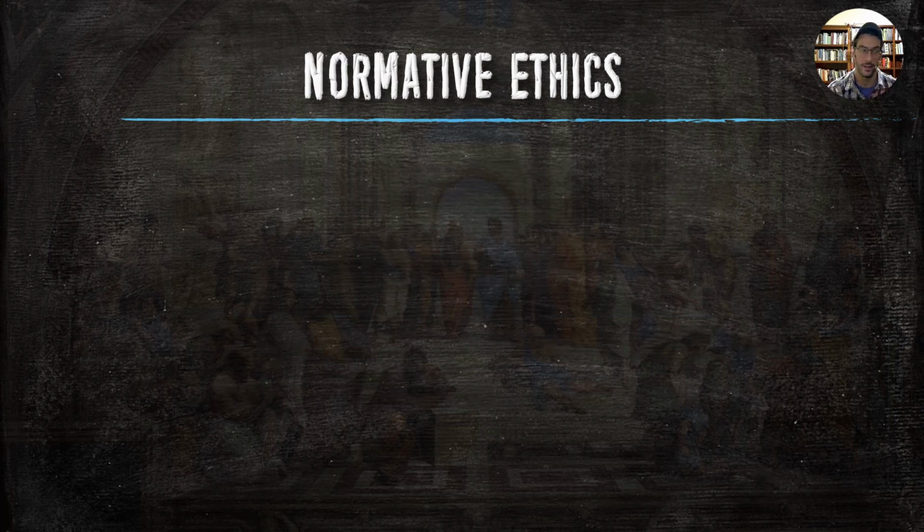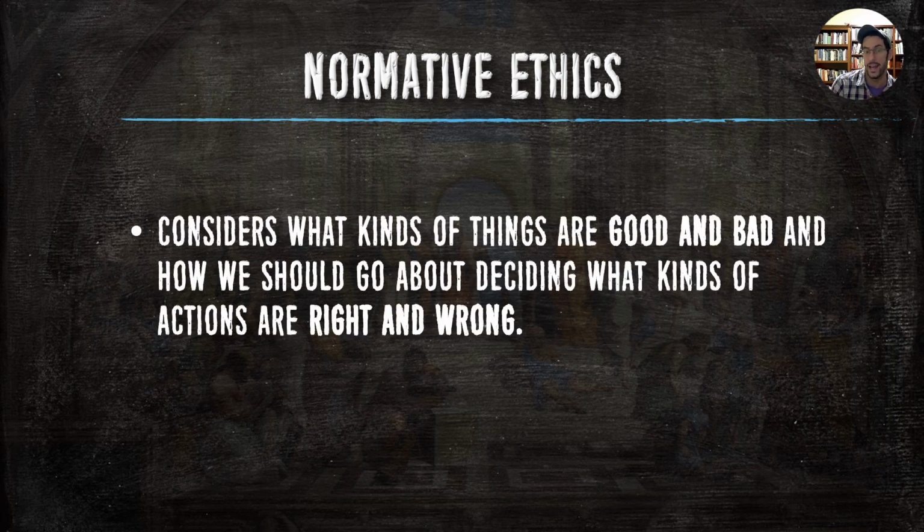Let's consider normative ethics, right? This is the area of ethics that considers what kinds of things are good and bad, and how we should go about deciding what kind of actions are right and wrong. And this is the main tradition of ethical thinking, extending back to Socrates, Plato, and Aristotle, essentially asking, how ought we live if we are to live well? What sort of things ought we do? What sort of things should we not do? And then what are the theories, right, the principles that articulate those standards for us?